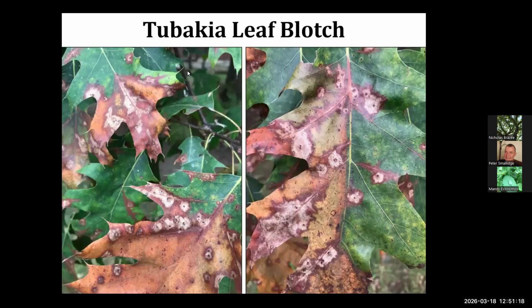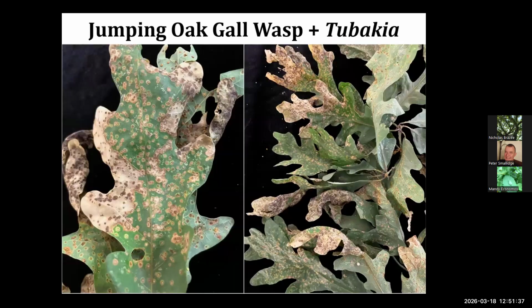These spots will coalesce and form some really significant blotches in some cases. This tends to be a later season disease, so the foliage is infected in the spring, but it doesn't become symptomatic until later in the growing season. But it can be a significant contributor to a leaf blight.